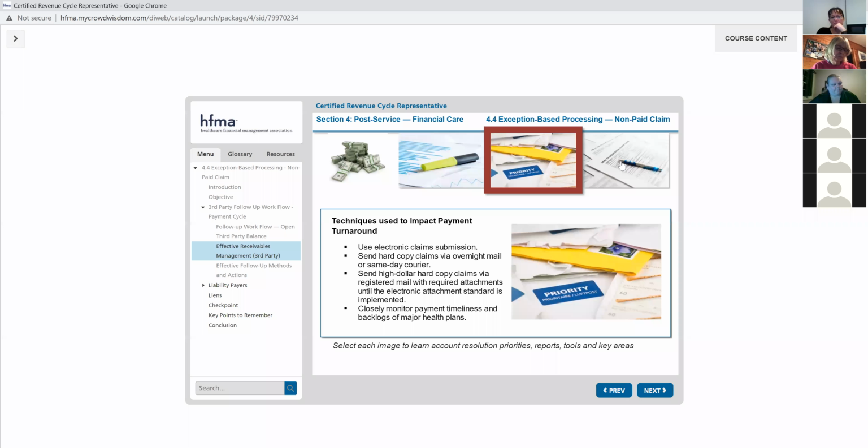And then you have your key focus areas. The following are additional focus areas, which, if not properly managed, can result in delayed account resolution. And then here is your list. I'm sure a lot of us see late charges.